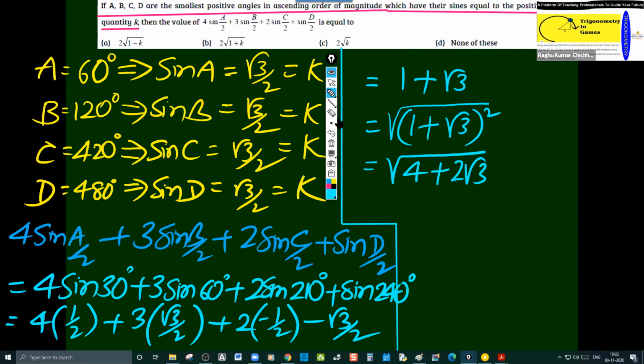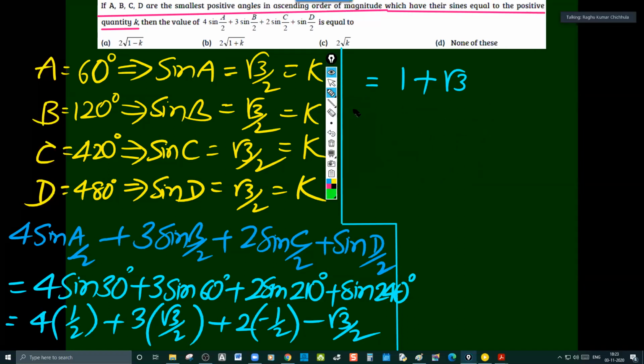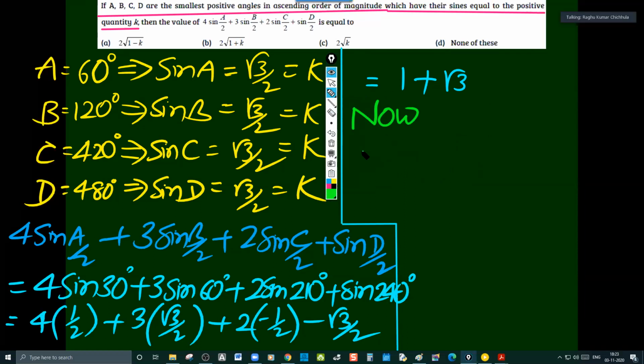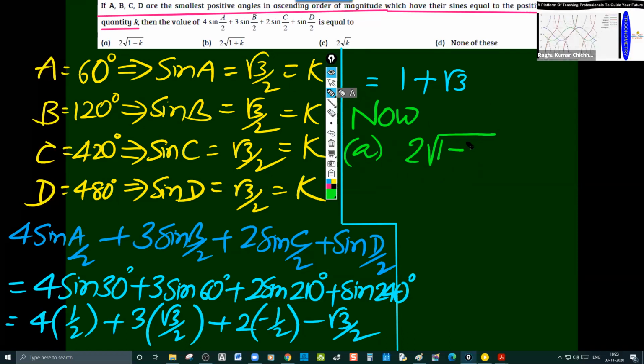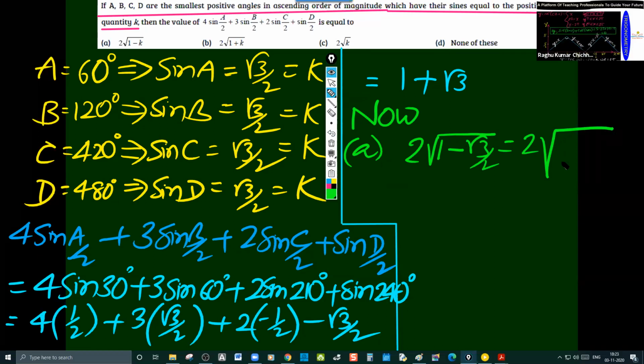This is okay, but you are making a reverse operation here. By reverse operation I mean that generally we take the square root, but we are sending this inside the root. No problem. Let us do it this way. Now tell me the first option, please. Small a: 2 root of 1 minus K. But what is K? Root 3 by 2. Write this: root over 2 minus root 3 by 2. Correct or not?